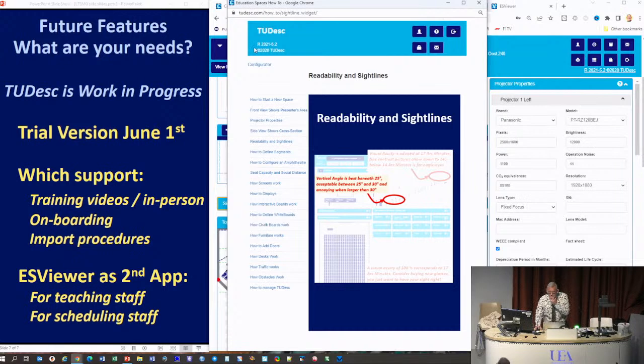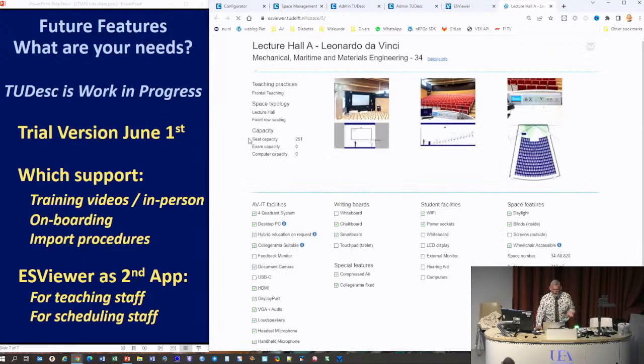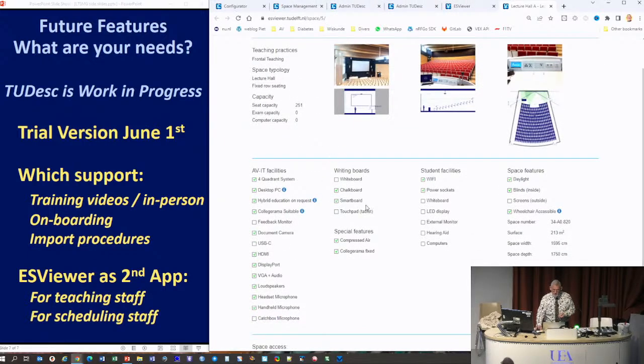Finally, I want to show another application. Perhaps it's interesting for you. It's called Education Spaces Viewer. It's used by our timetable people and teachers to know what sort of room it is. And if you tap on it, you see all the AV facilities, what sort of board, student, etc. These are all the specifics from a using view, not from the managing view.